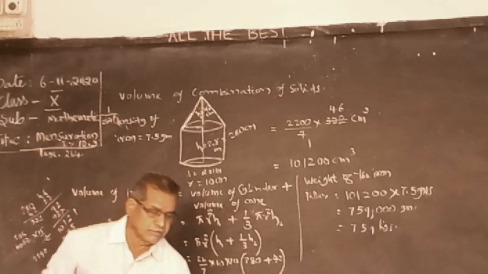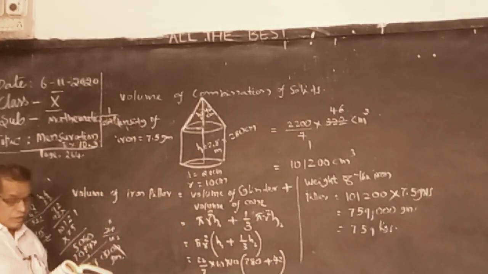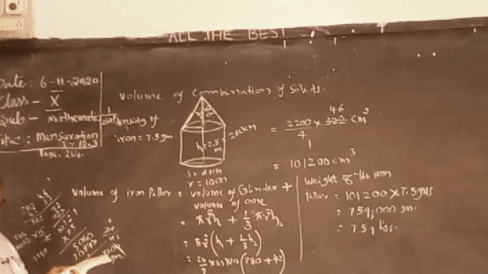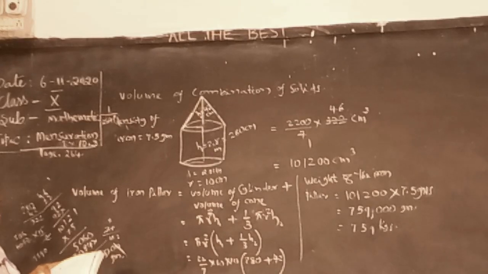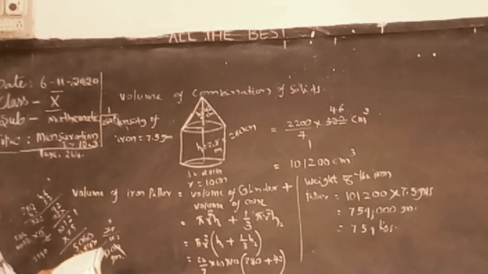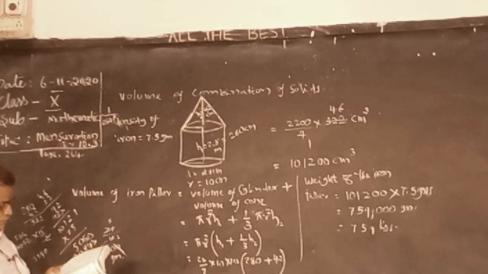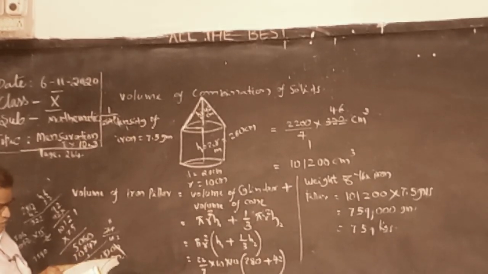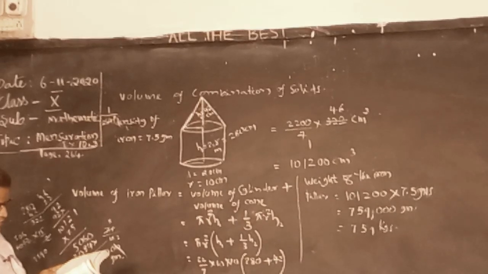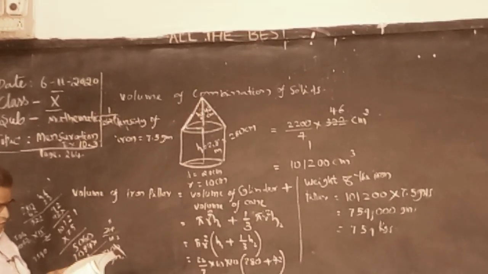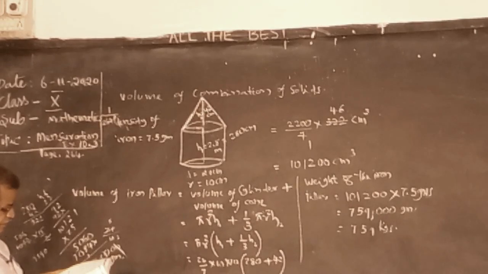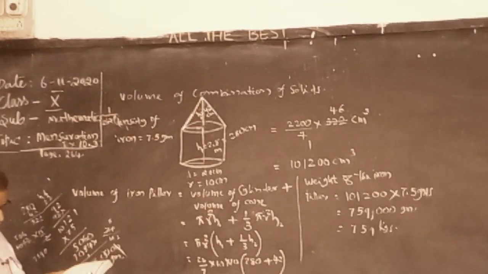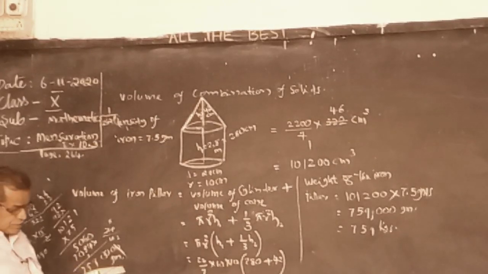Second question, I will read first. A toy is made in the form of a hemisphere surmounted by a right cone, whose circular base is joined with the plane surface of the hemisphere. The radius of the base of the cone is 7 and volume is 3/2 of the hemisphere. Calculate the height of the cone and surface area of the toy.